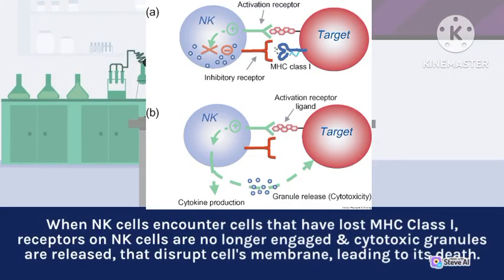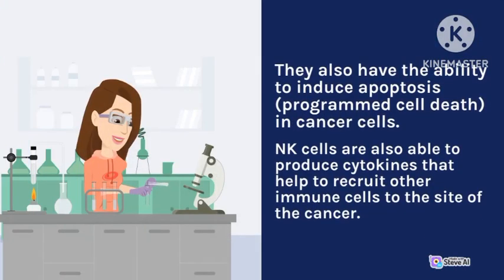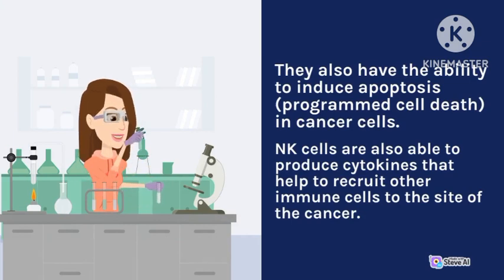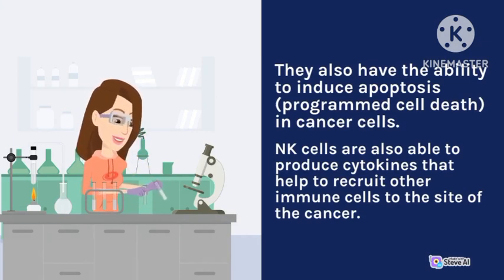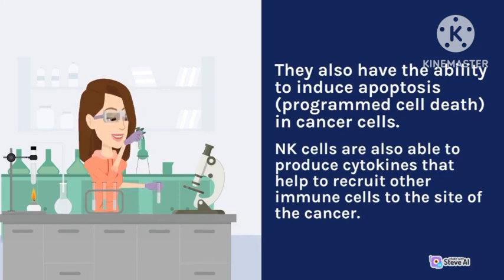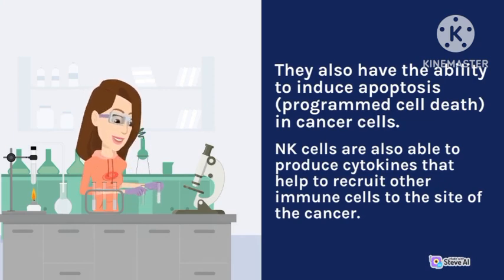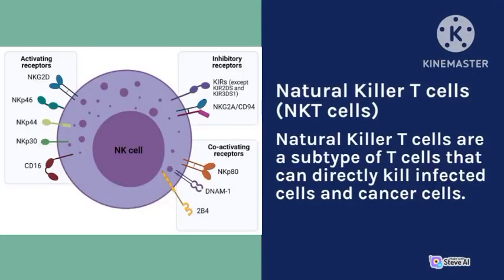When NK cells encounter cells that have lost MHC class I, receptors on NK cells are no longer engaged and cytotoxic granules are released that disrupt the cell's membrane, leading to its death. They also have the ability to induce apoptosis, programmed cell death, in cancer cells. NK cells are also able to produce cytokines that help to recruit other immune cells to the site of the cancer.